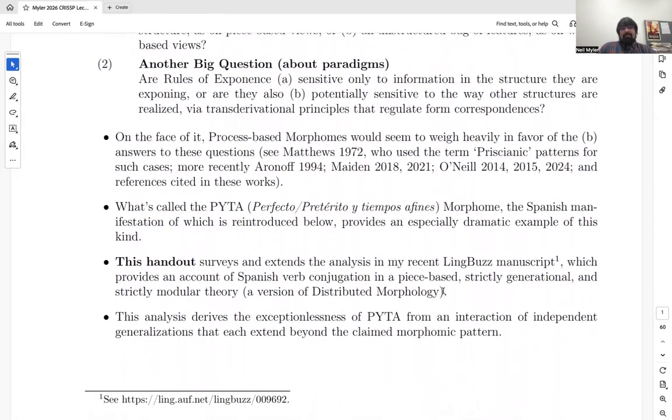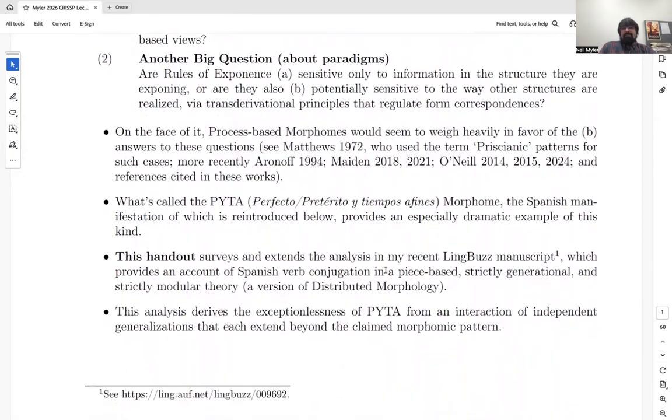What this handout here does is survey and extend the analysis in my recent Lingbuzz manuscript, which can be found there, which provides an account of Spanish verb conjugation in a piece-based, strictly generational and strictly modular theory, a version of distributed morphology. By strictly generational, I mean non-transderivational.